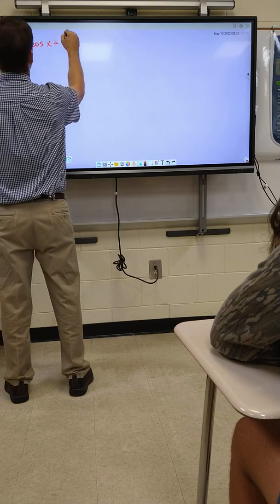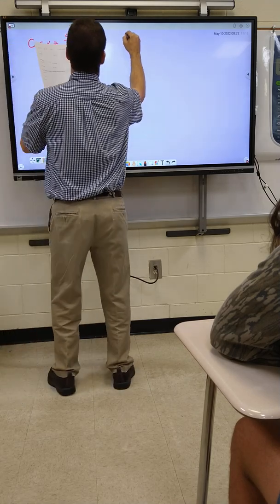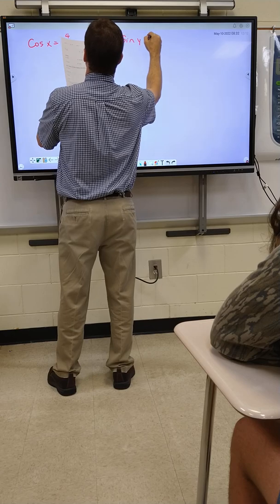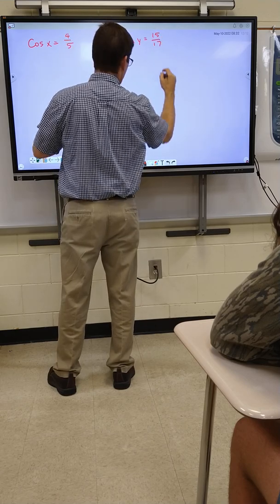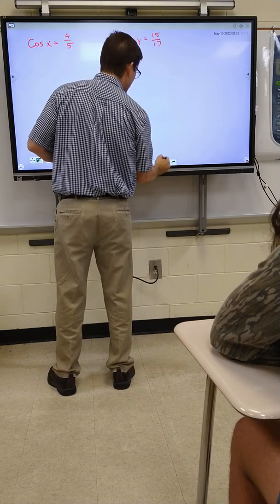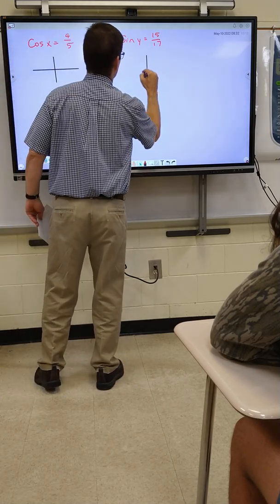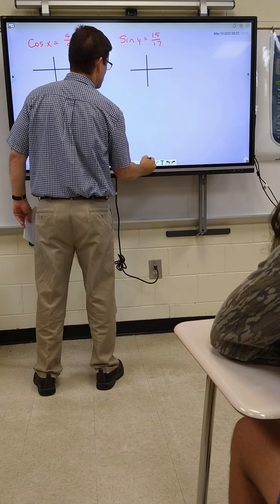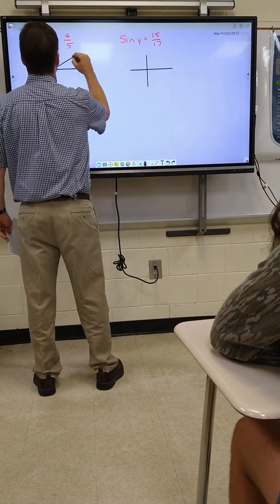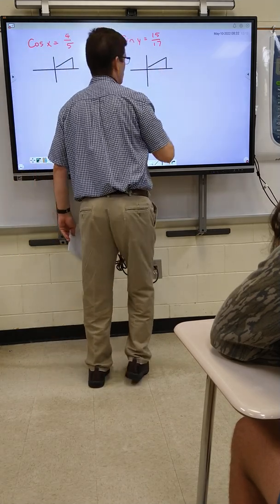Cosine x is 4 over 5. Sine of y is 15 over 17. All right, guys, we just finished this like a week ago, 2 weeks ago at most. Draw your triangles. You have to have triangles on this one. I don't think there's any other way you can do it. Triangles in the first quadrant.